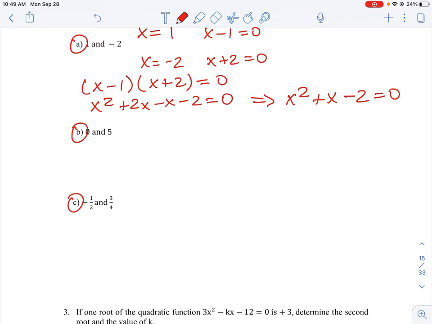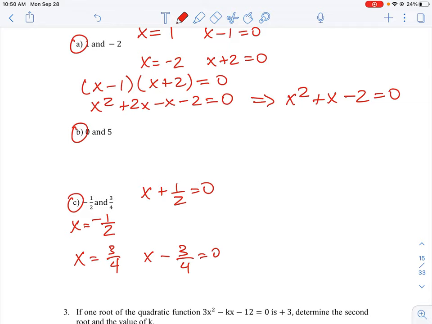So let's just take a look at what that means here. So if the two roots are negative 1 half and 3 quarters, we're going to say x is equal to negative 1 half, and then x is equal to 3 quarters. Okay, so what does this mean? Well, we apply the same rule that we did before. We want to bring the negative 1 half over to one side. So we can write this as x plus 1 half is equal to 0. And the same thing with this is x minus 3 quarters is equal to 0.